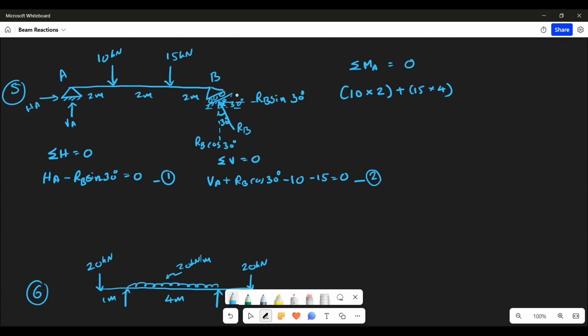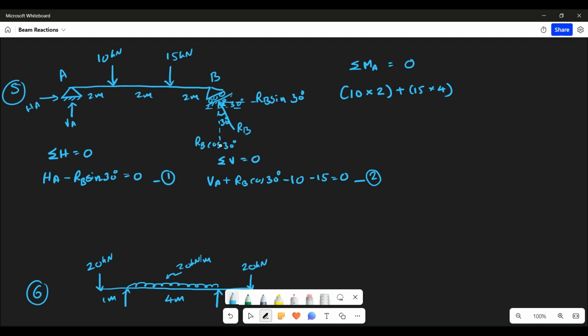Then we will have to take moments of these forces. Now you can't take moment of this RB because this is inclined and you can't have inclined distance of this from A. So we will consider two components separately. Now this RB sine 30 is passing through point A. This is in the same line of action, so no moments due to this RB sine 30.